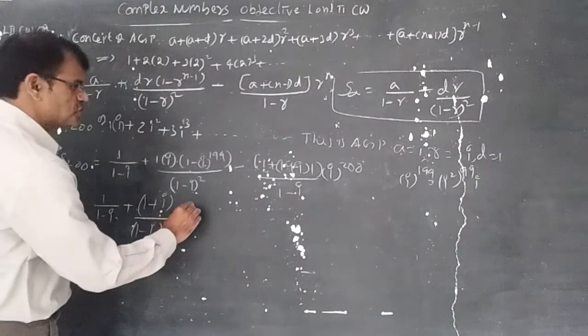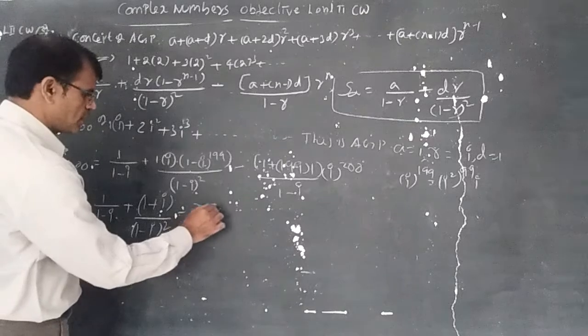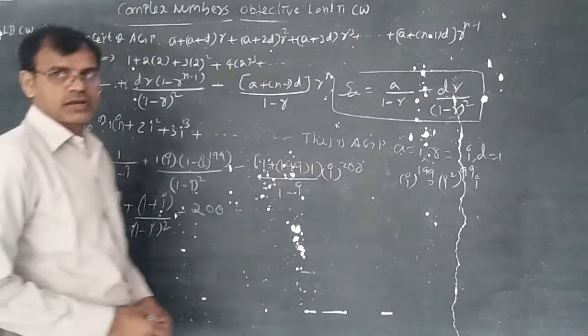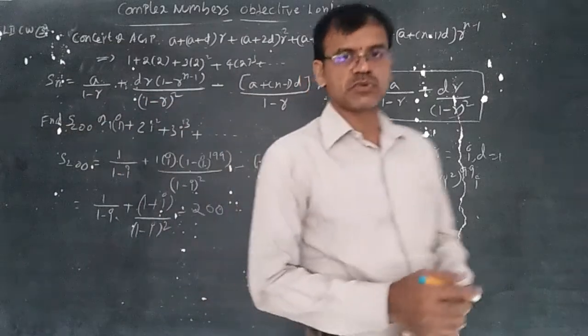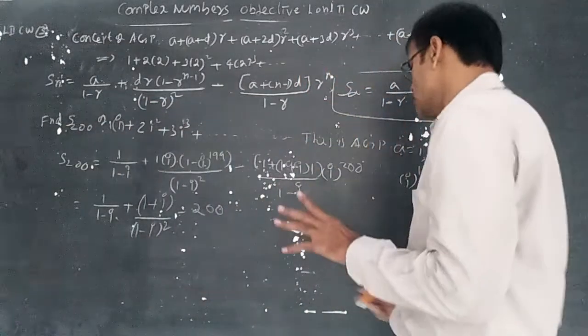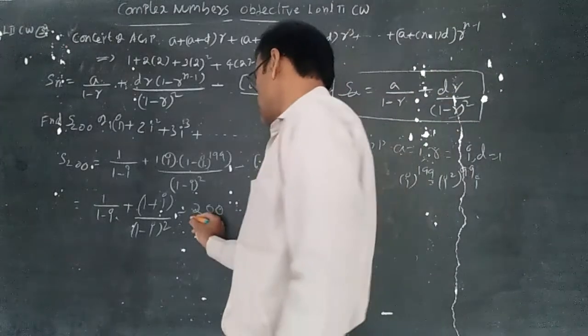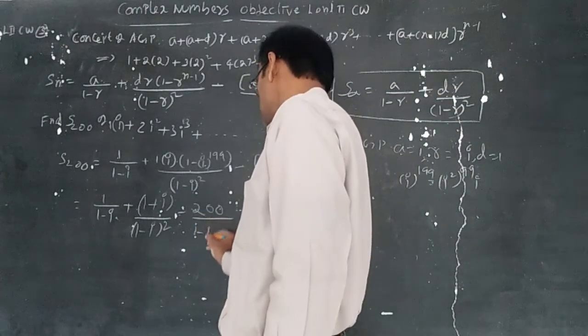Minus, this is 200. 200 into i power 200 becomes i square whole power 100. i square meaning minus 1 whole power 100 becomes plus 1. So it is simply 200 by 1 minus i.